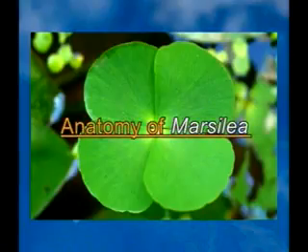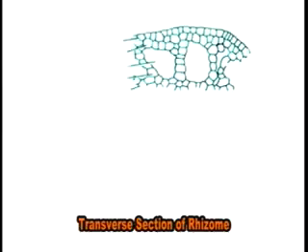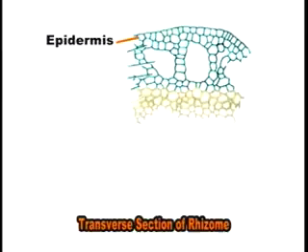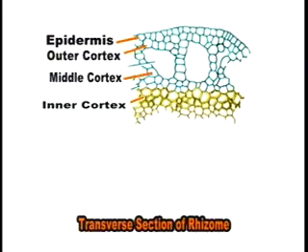Then the anatomy of Marsilea. When we cut the transverse section of Marsilea, it shows certain distinguishing features. First we will discuss the rhizome. When we cut the transverse section of the rhizome, the outer covering is called the epidermis. It is single-layered, made up of compactly arranged thick walled cells. Then the epidermis is followed by the cortex, which is differentiated into 3 regions in Marsilea, that is outer cortex, middle cortex and inner cortex.